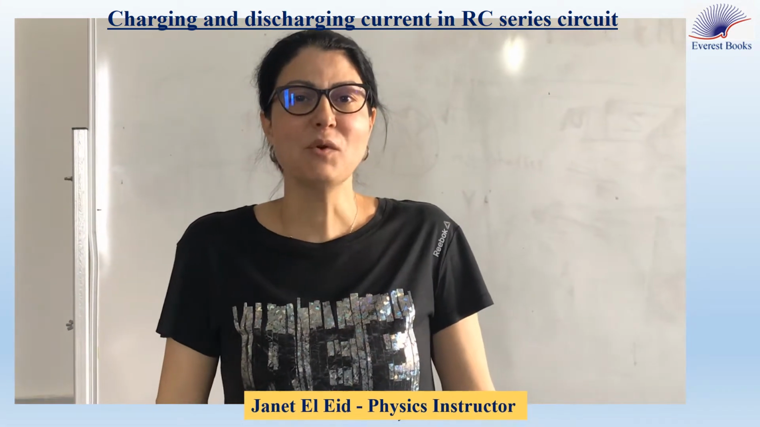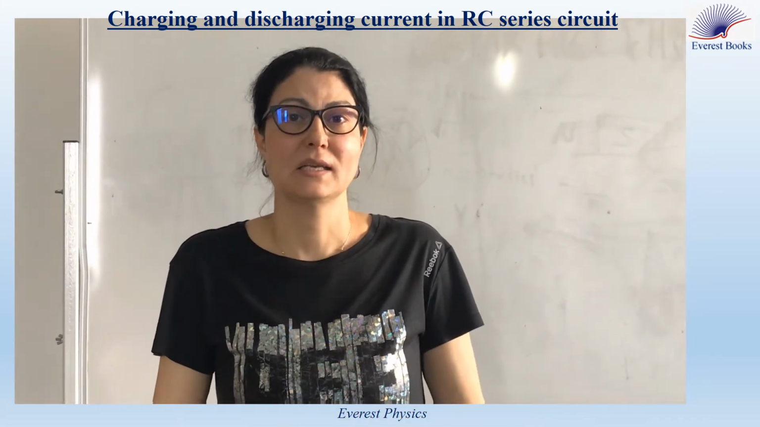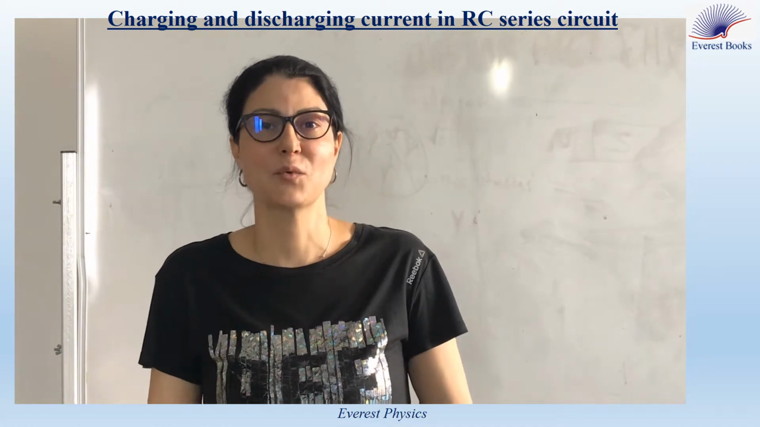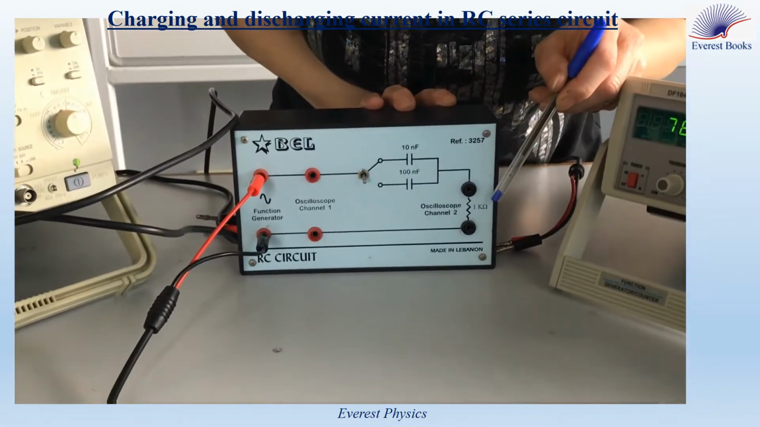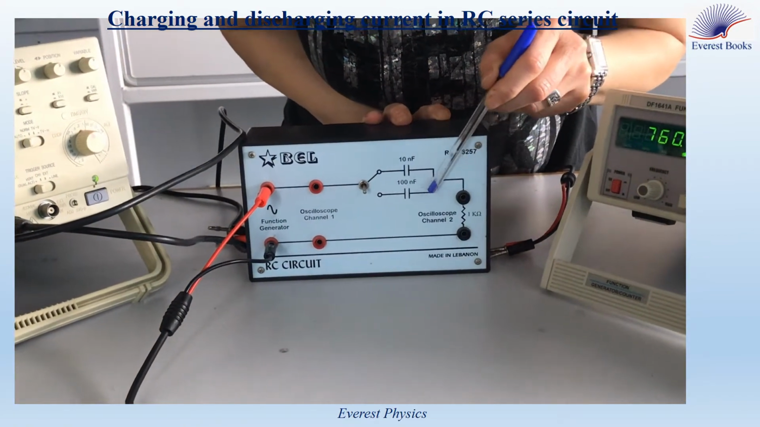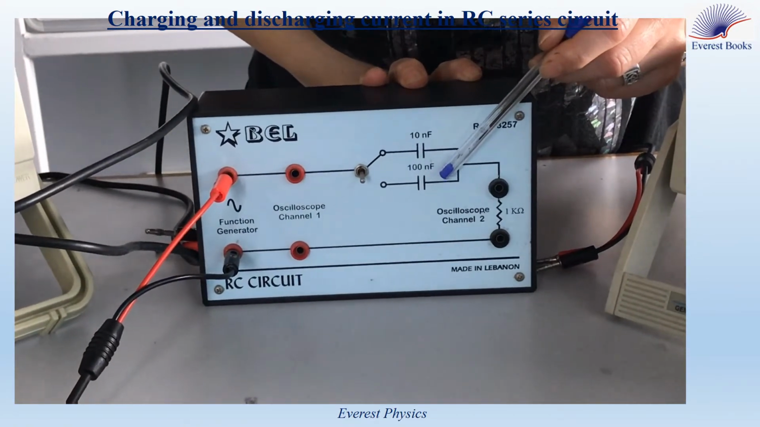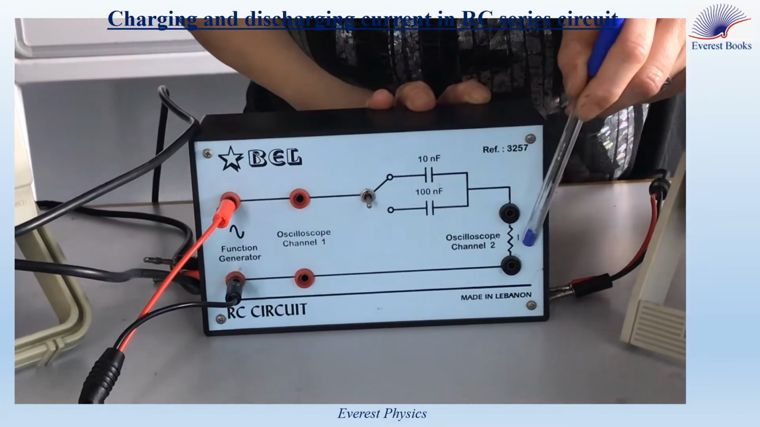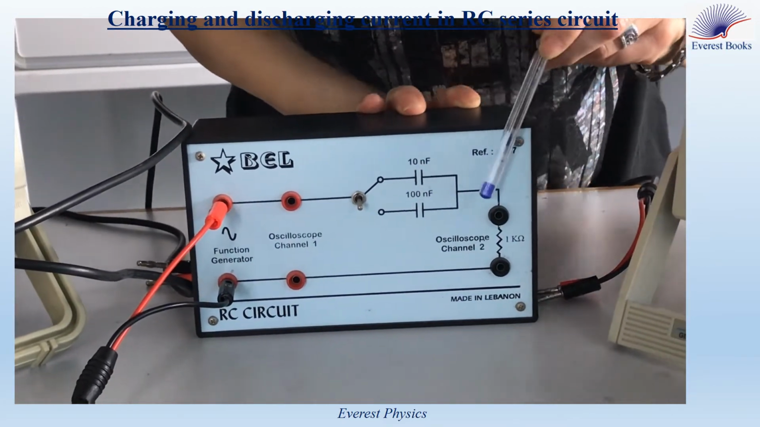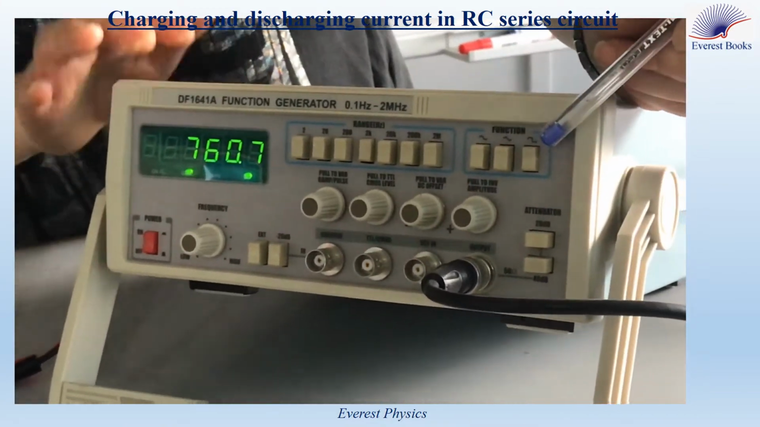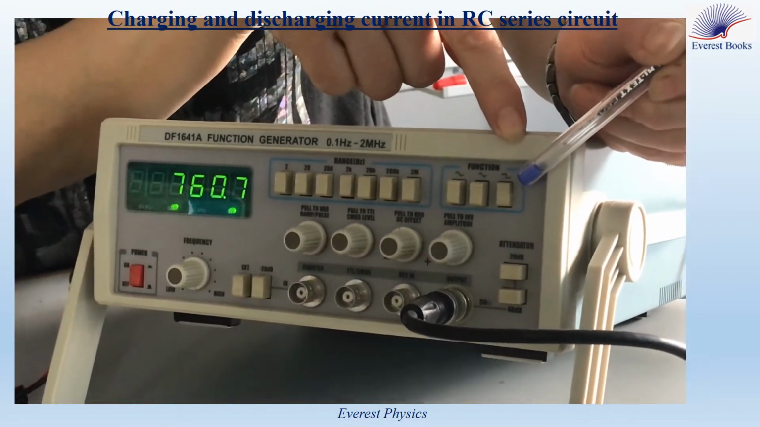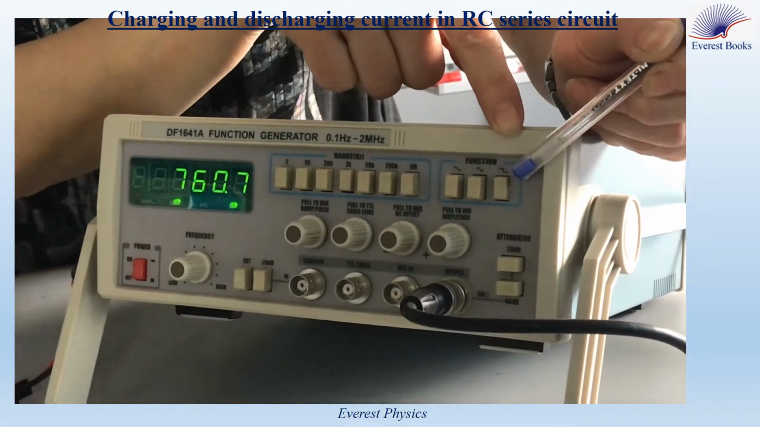In this experiment, we want to study the variation of the current in a series RC circuit fed by square wave voltage. So here we have a resistor of resistance 1 kilo ohm connected in series with a capacitor of capacitance 100 nanofarads. The resistor and the capacitor are connected in series with a function generator. Observe, the function generator is adjusted to provide square wave voltage.